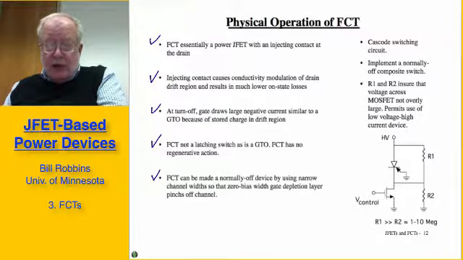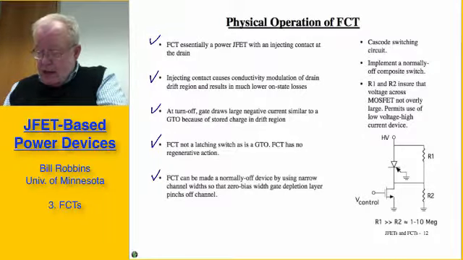Over here on the right, I show a convenient way of driving the FCT on and off. It's basically what we call a cascode switching circuit. I have the FCT connected in series with a low voltage high current MOSFET. If the MOSFET is on, then we have the source nearly at 0 potential. The gate is already at ground, and so we have essentially a 0 gate to cathode voltage, and so the device will be on. To turn it off, we turn off the MOSFET.